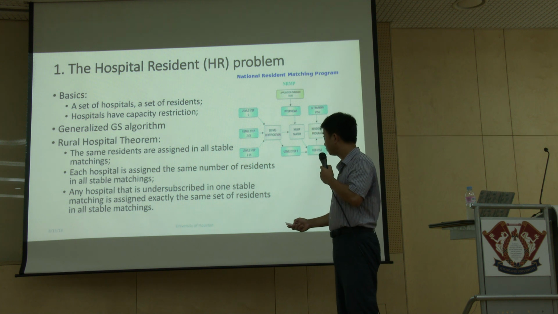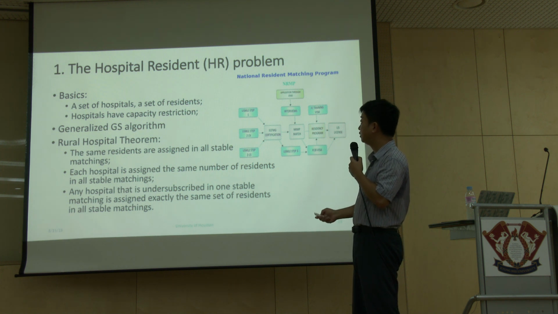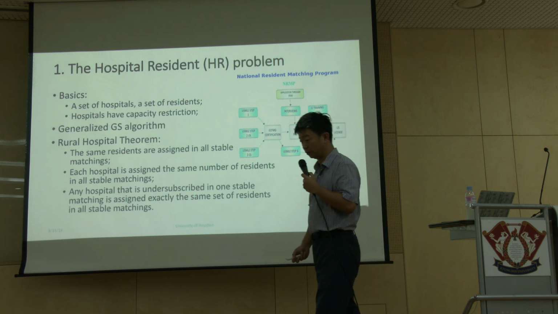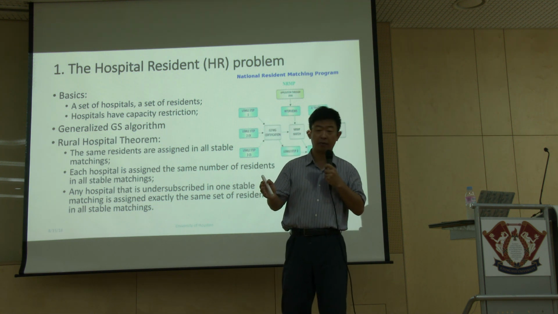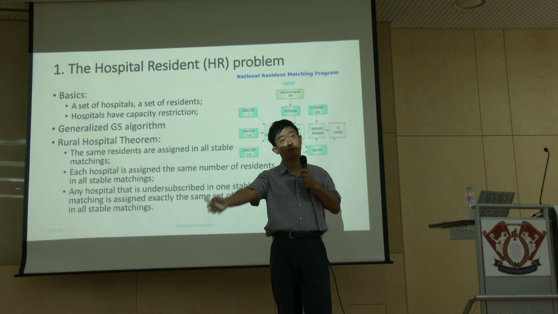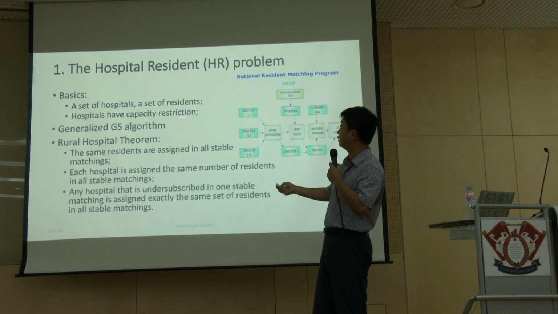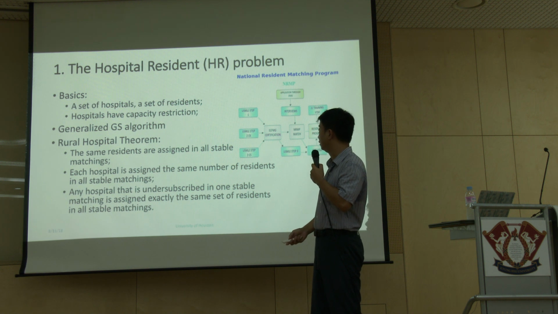So basically, this typically uses the rural hospital theorem. The basic story is that this is more generalized than stable marriage, in the sense that in stable marriage, one man can only marry one woman, right? And here, one hospital can admit multiple residents, but the hospital has a limitation.